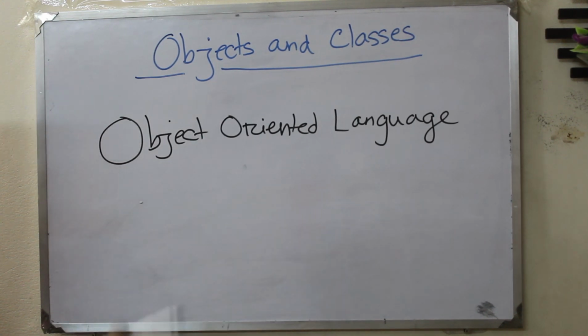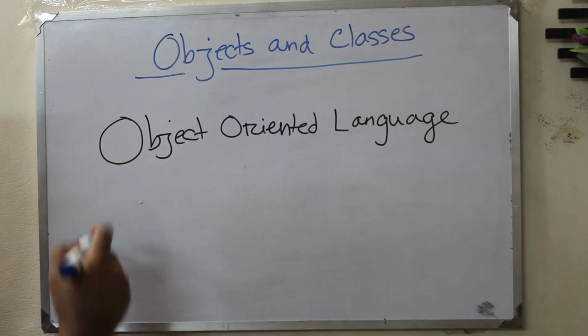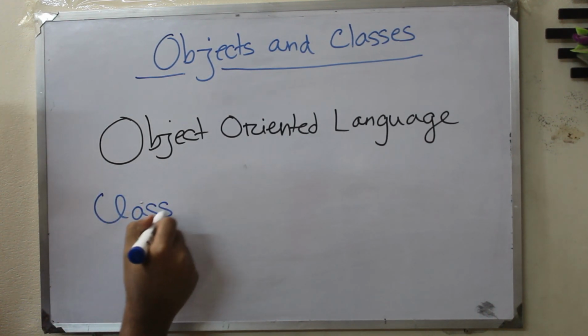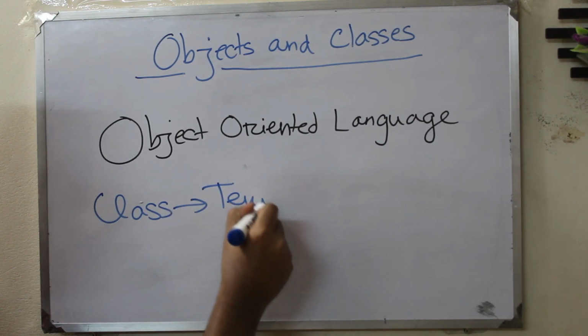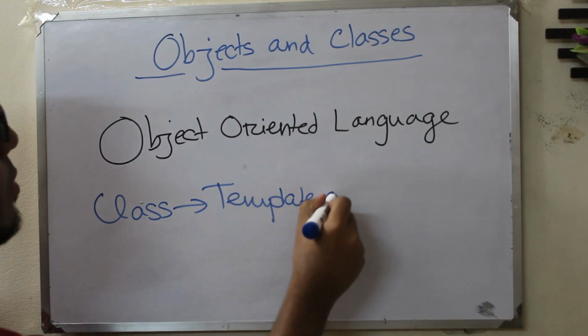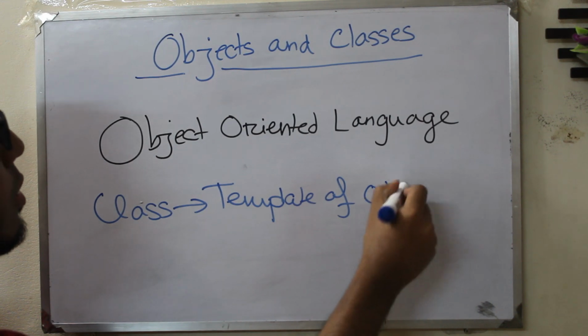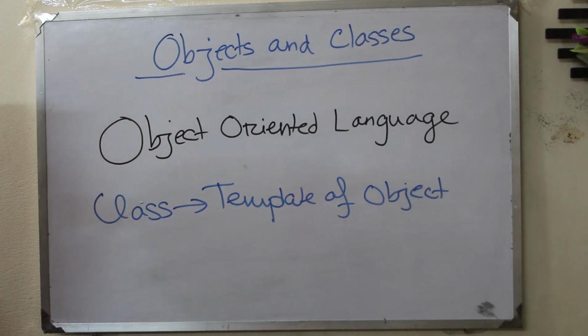In Java, we have to have a template before creating an object. So what is the template of an object? A class is basically a template of an object. Okay? This is a template of an object. So when I say the word template, what do you think?